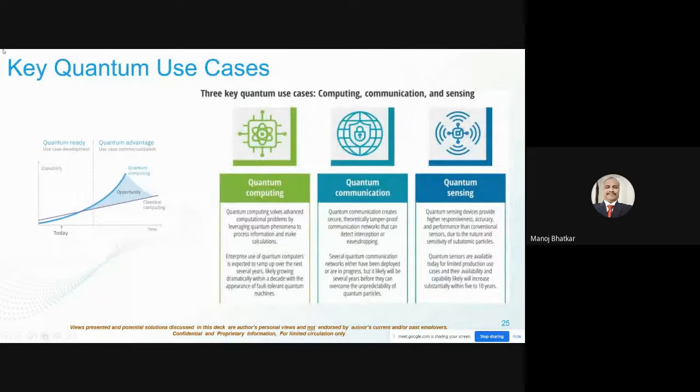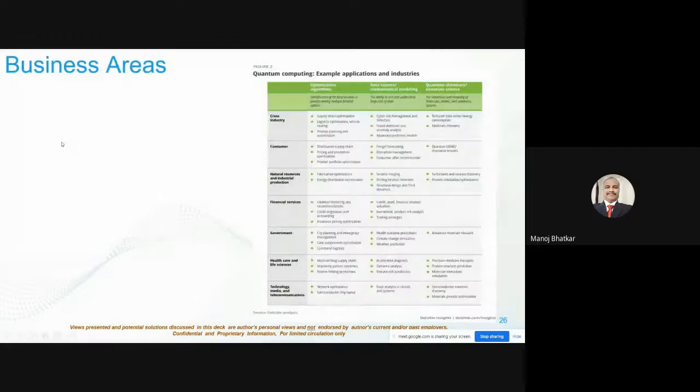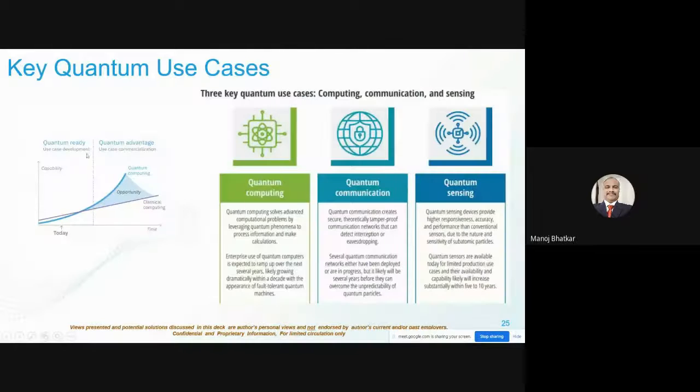As we mentioned, today we are here, talking about taking advantage of our capabilities. You can see that we are just being quantum ready. We are not yet in the quantum advantage. As time passes, maybe in the next 1 or 2 years, we will cross this curve and start exploring more and more benefits, whether in quantum computing, quantum communication, or quantum sensing.